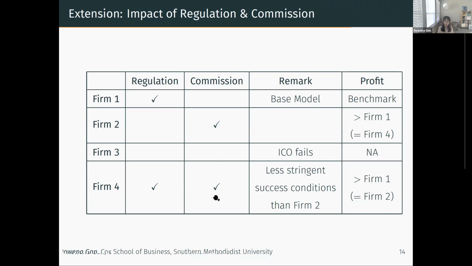Among firms that do charge a commission, which are firm 2 and 4, we show that having regulation in addition makes ICOs more accessible, especially for responsible firms with higher platform setup costs. And lastly, firm 1 versus firm 2 tells us that when each of platform commission and regulation is put into effect independently, platform commission is a more effective profit booster for the firms, whereas regulation benefits service providers more.